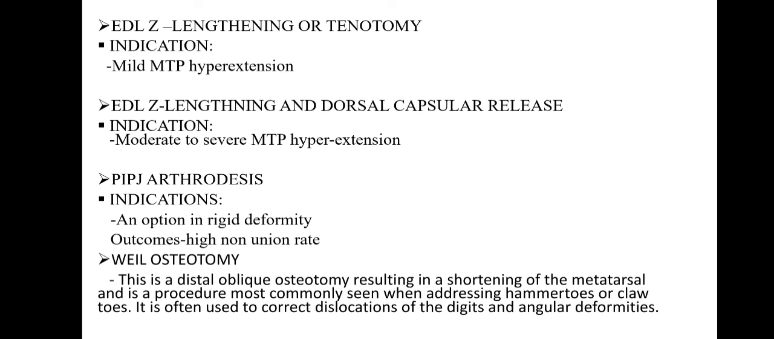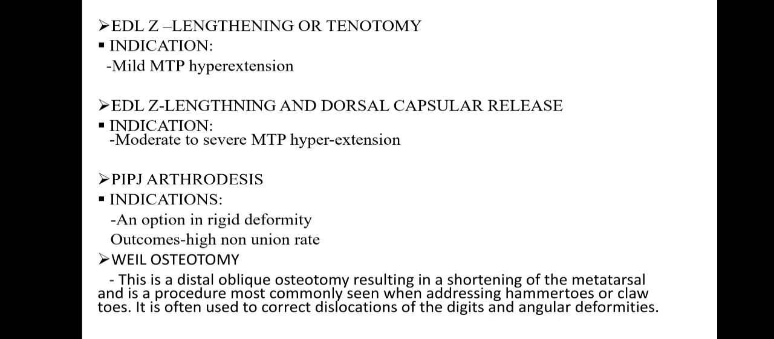EDL Z-lengthening or tenotomy. Indication: mild MTP hyperextension. EDL Z-lengthening and dorsal capsular release. Indication: moderate to severe MTP hyperextension. PIP joint arthrodesis. Indication: an option in rigid deformity. Outcomes: high nonunion rate.